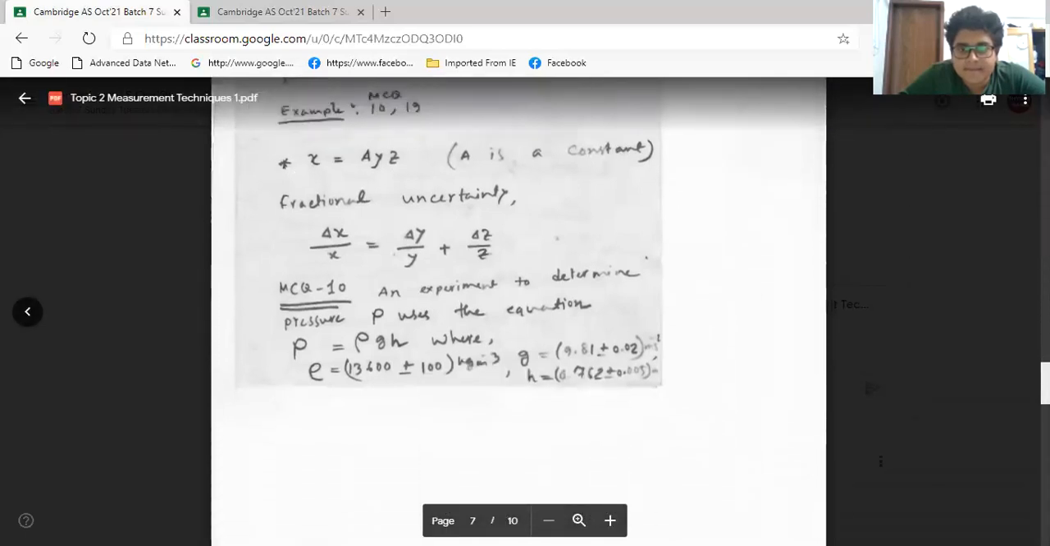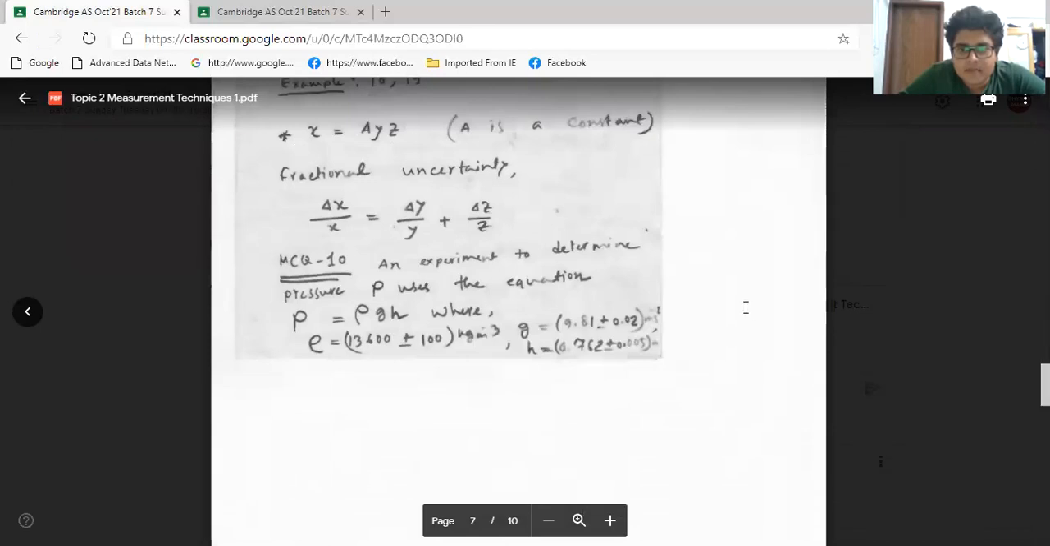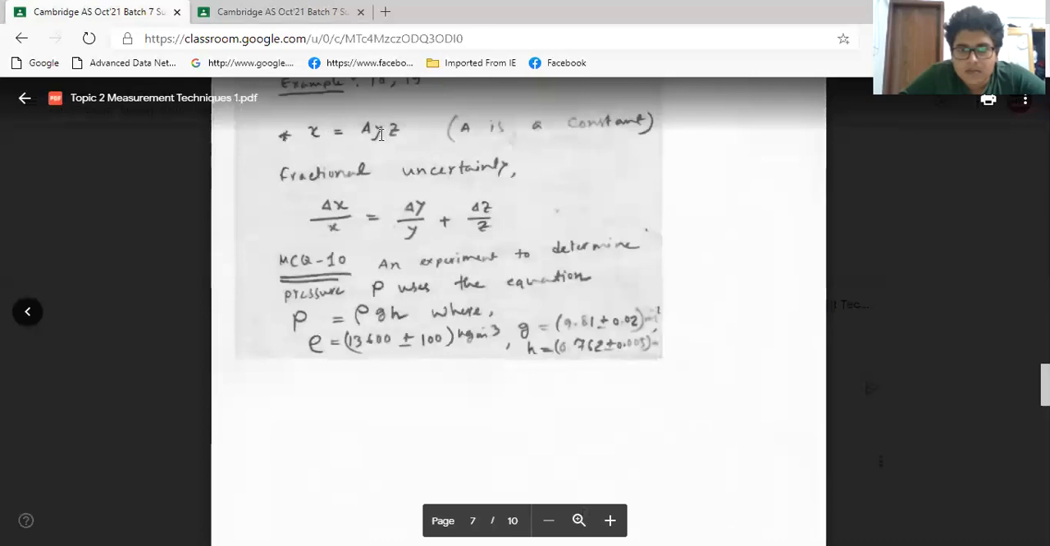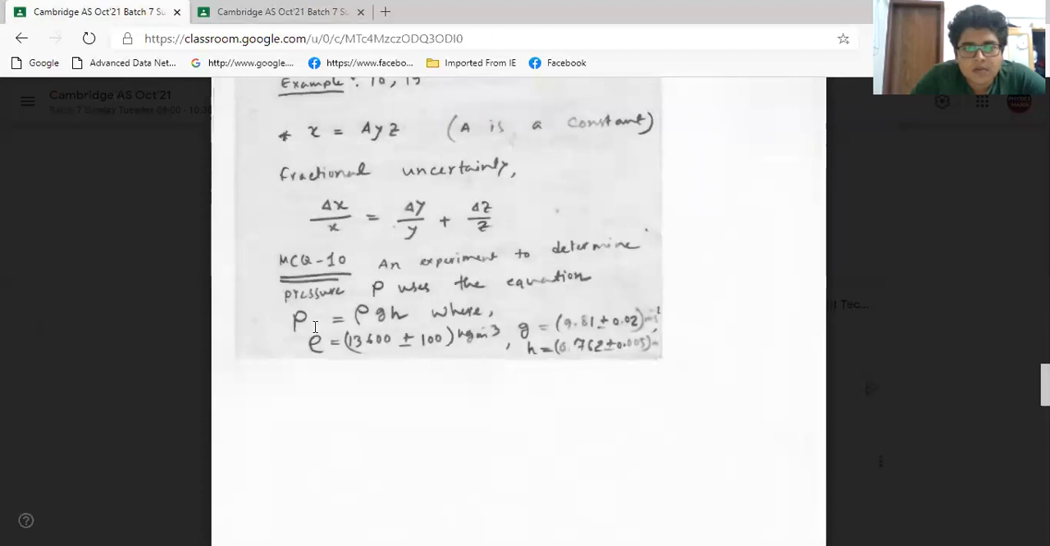Now look here, I gave one example of where this formula or this rule is applicable, and how it is applicable. Look, we know this formula, right? P equals rho gh. You know this formula. Pressure equals rho gh: density multiplied by g, acceleration due to gravity, then height. We know that, isn't it?